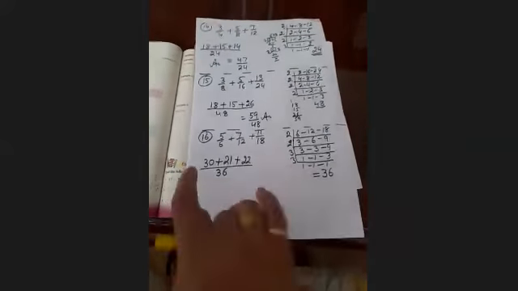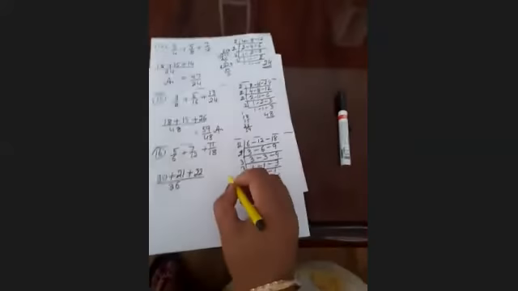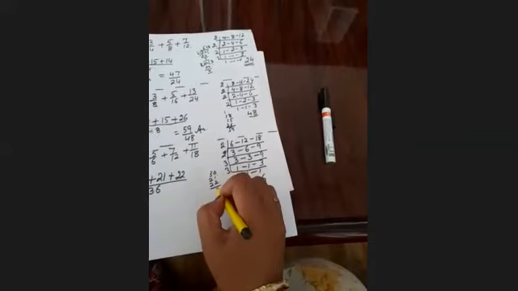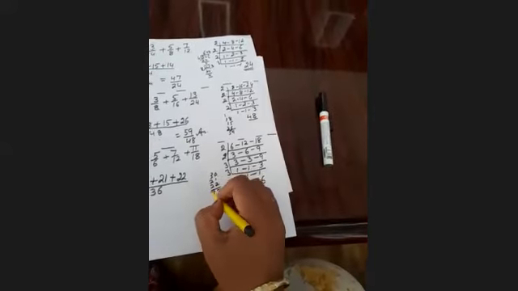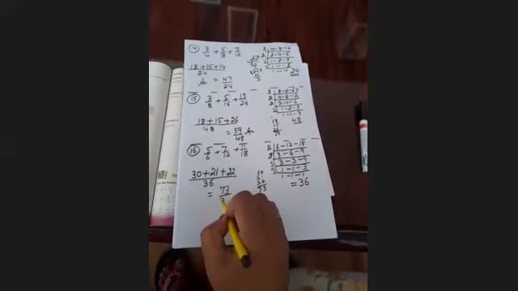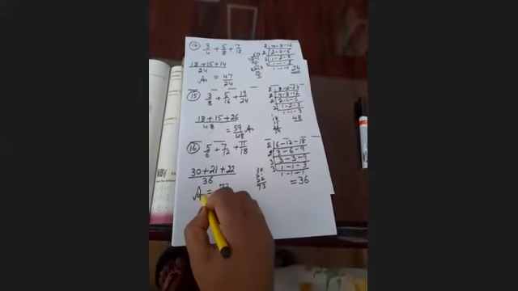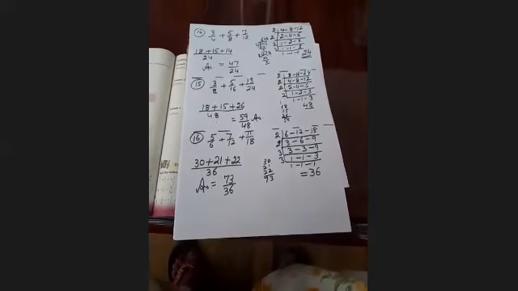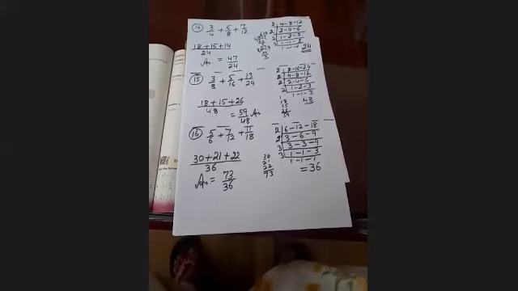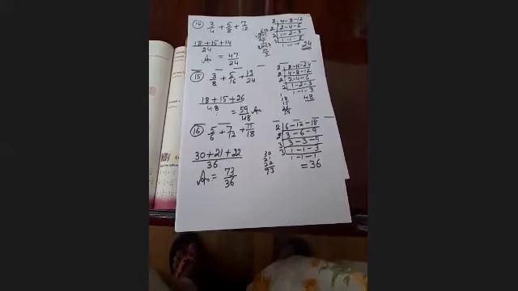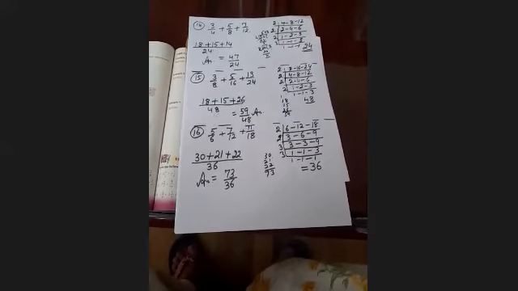Now students, add 30 plus 21 plus 22. 0 plus 1 plus 2 is 3, and 5 plus 2 is 7, so 73. So answer is 73 upon 36. Clear, students?